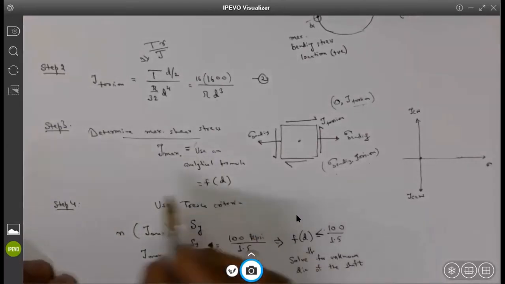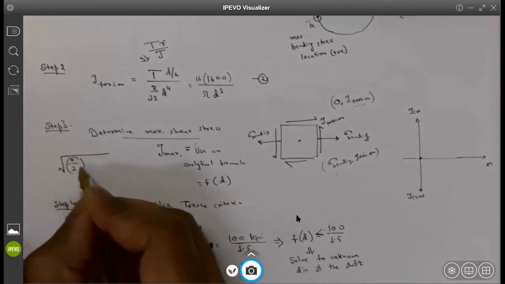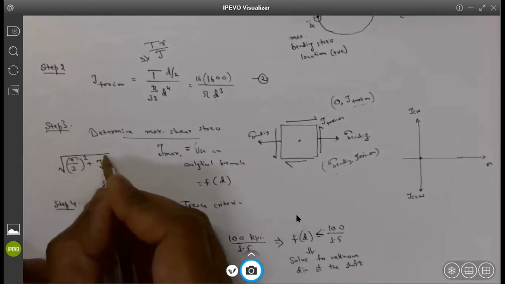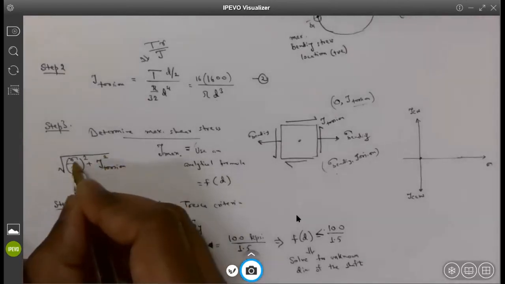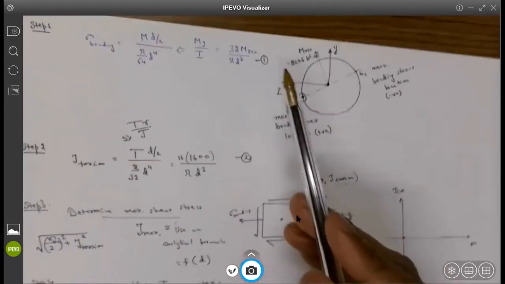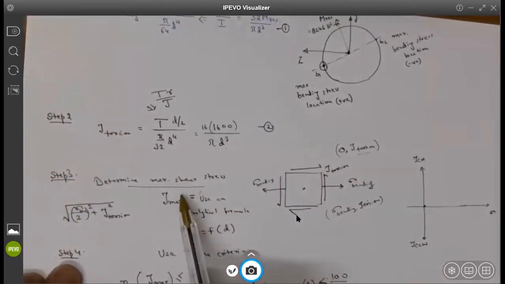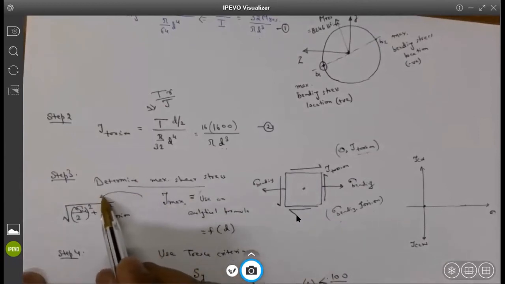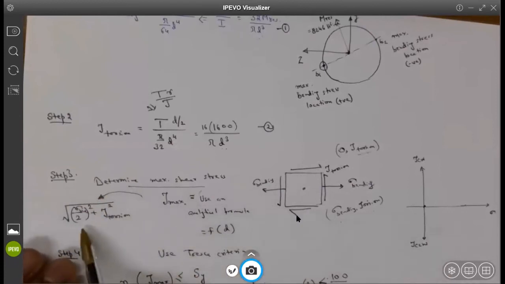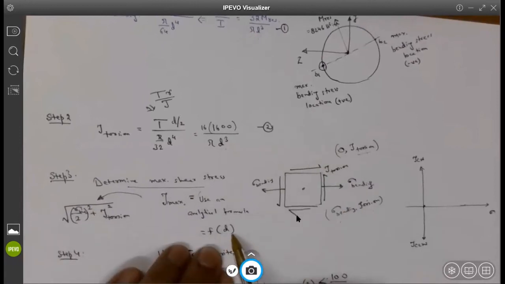Okay, so the formula, as I was looking at the textbook, is sigma by 2 whole square plus tau square. So tau is due to torsion and sigma is due to bending. Sigma bending is coming from this function, which has the unknown diameter d cube. Tau torsion is given by this expression, and maximum shear stress is given by this formula. I was not remembering that formula, so I looked at the textbook. When you put these values in this formula, you will get something as a function of diameter d. Everybody is agreeing with me so far?